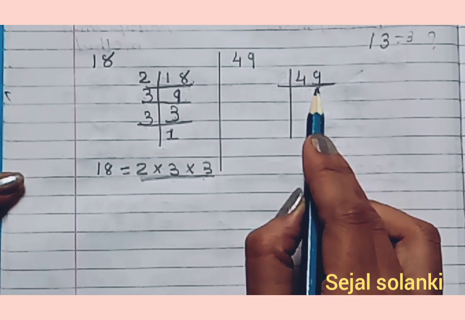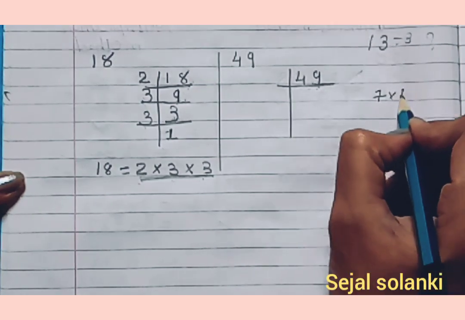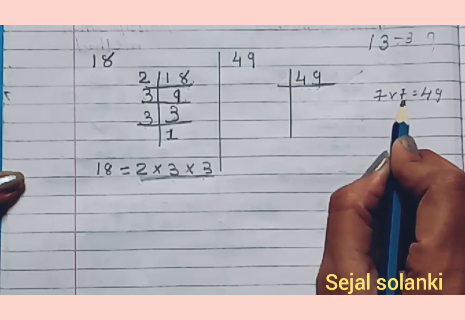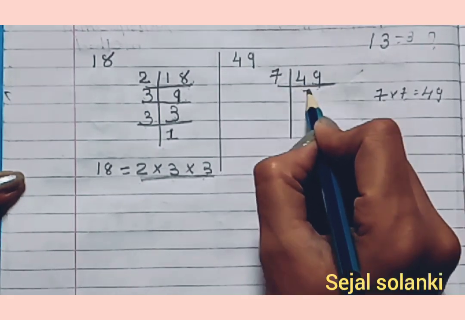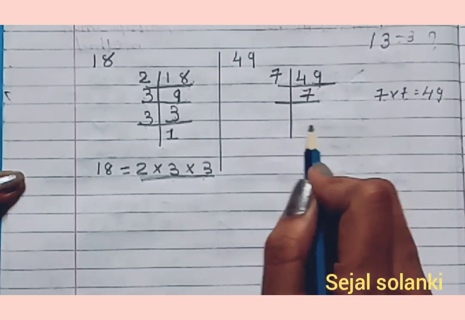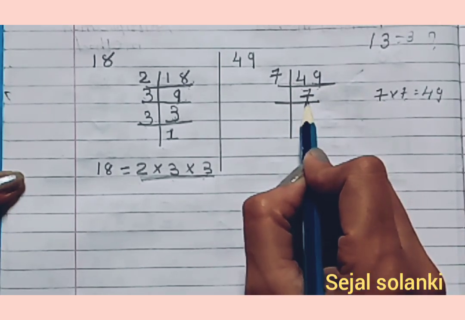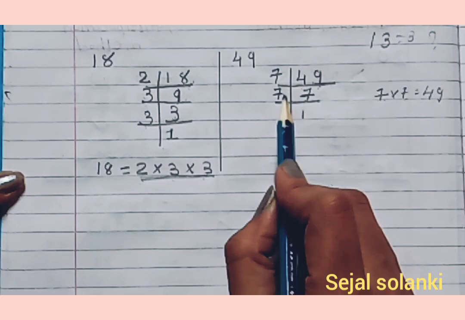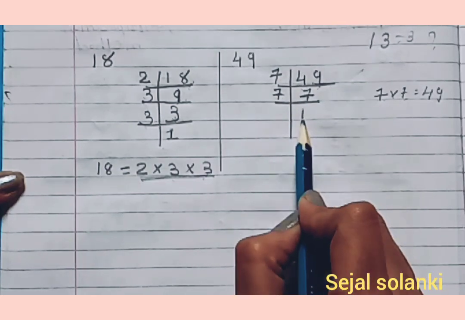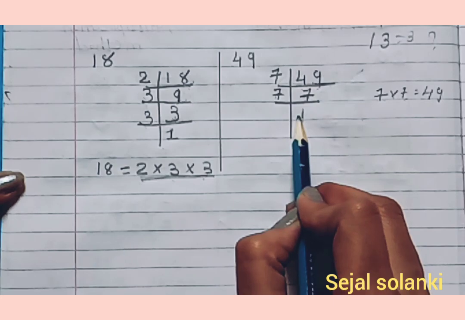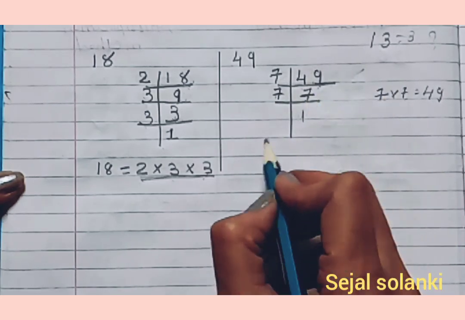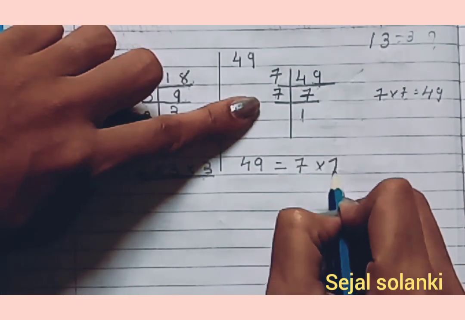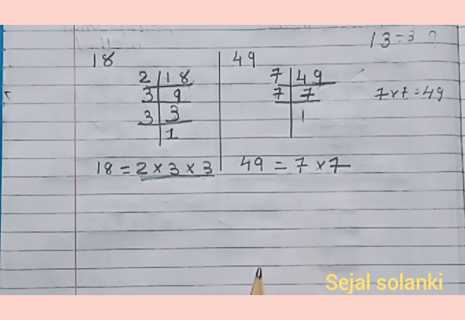So 7, yes, we know 7 sevens are 49, and both are the prime numbers. So we will write here 7 sevens are 49. Now 7 is a prime number. When we reach a prime number, we write 7 ones are 7 because it has only two factors, that number itself and 1. So the factors of 49 are 7 into 7. Only two factors are there.